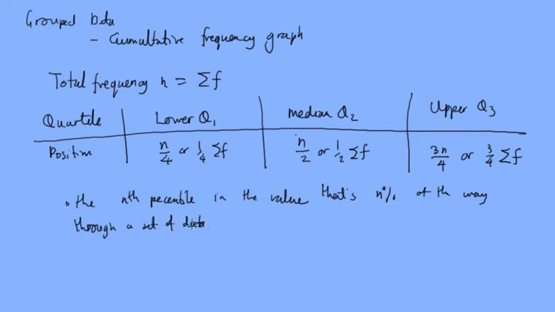So we can say that Q1 is on the 25th percentile, the median is on the 50th percentile, and the upper quartile is the 75th percentile. Okay, let's look at an example.